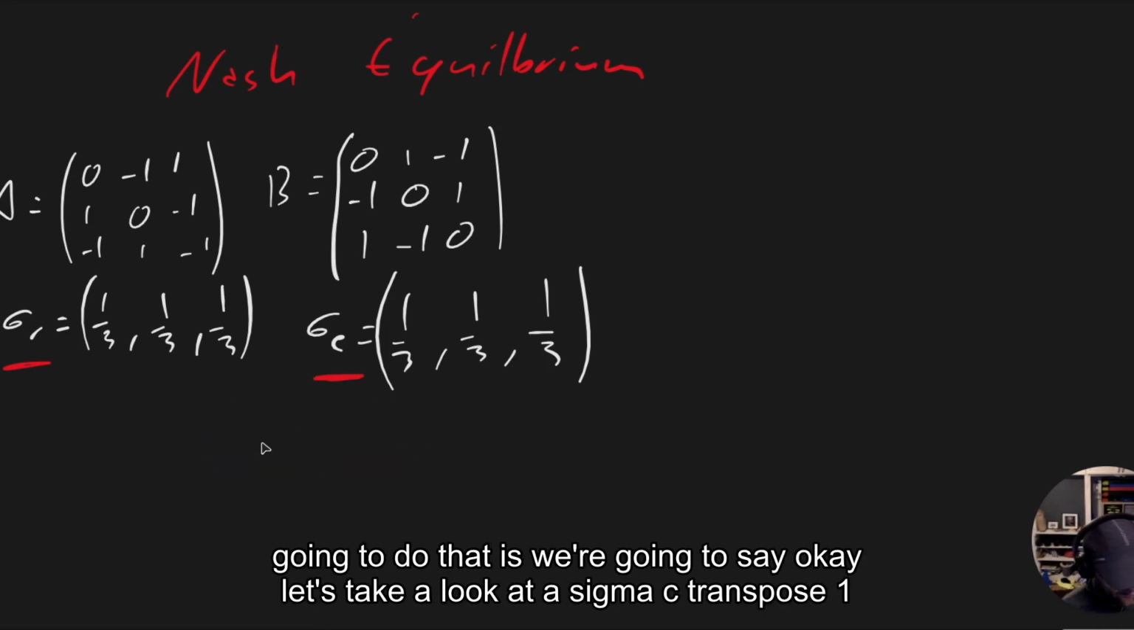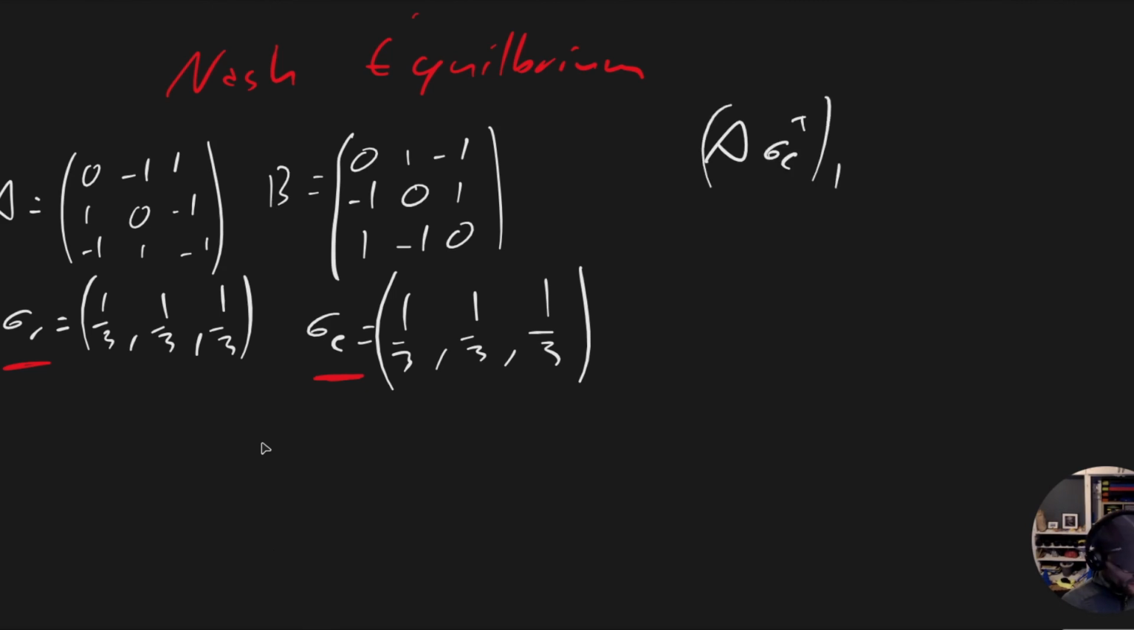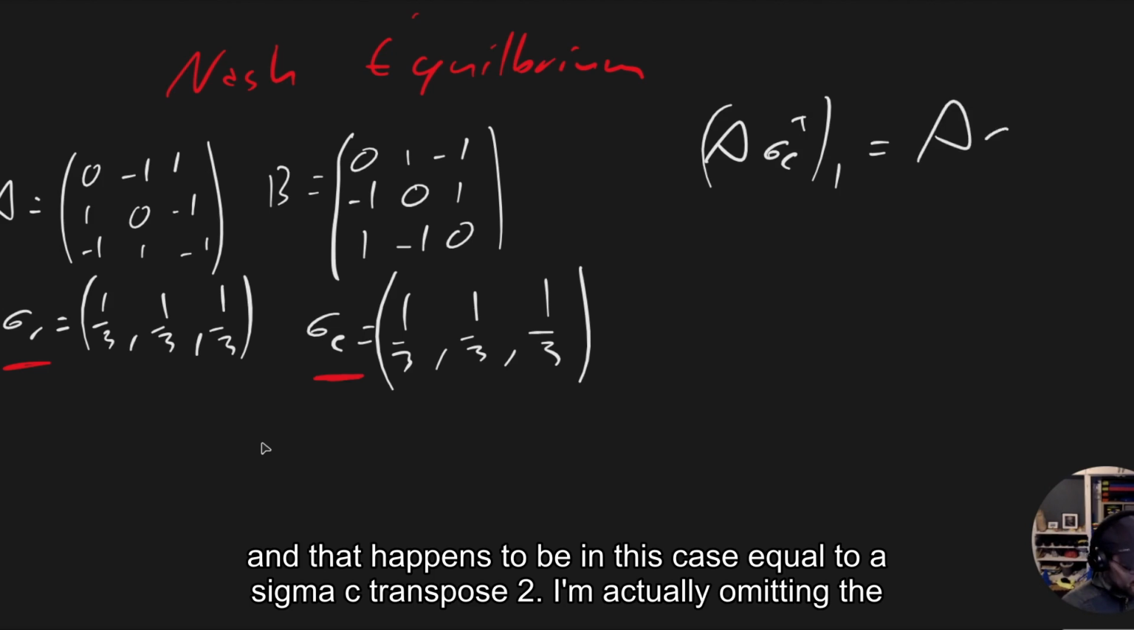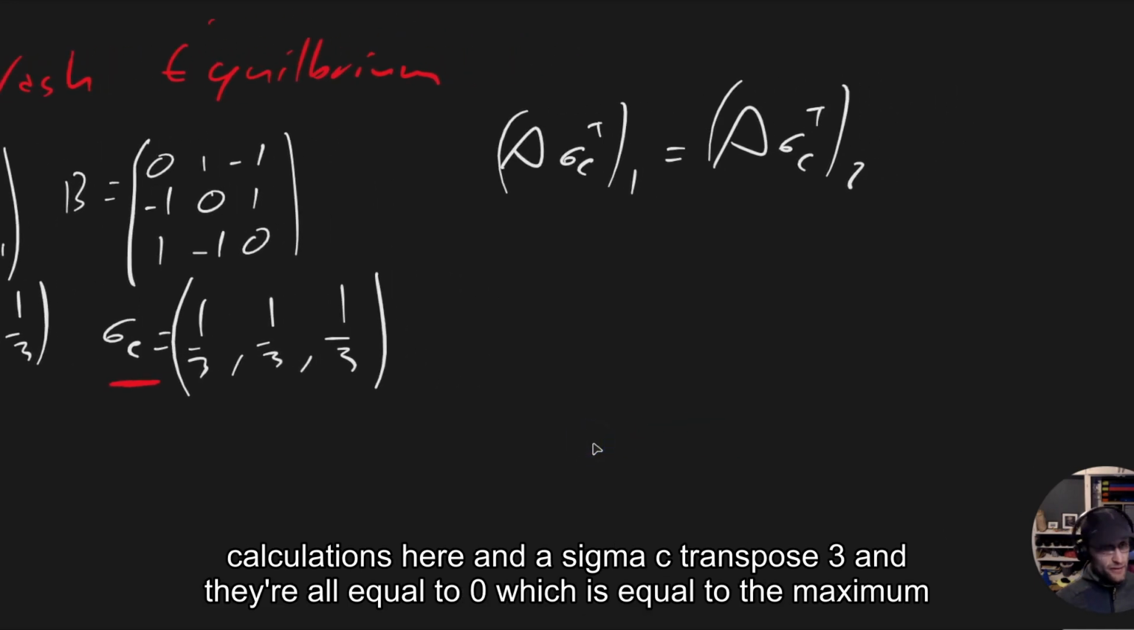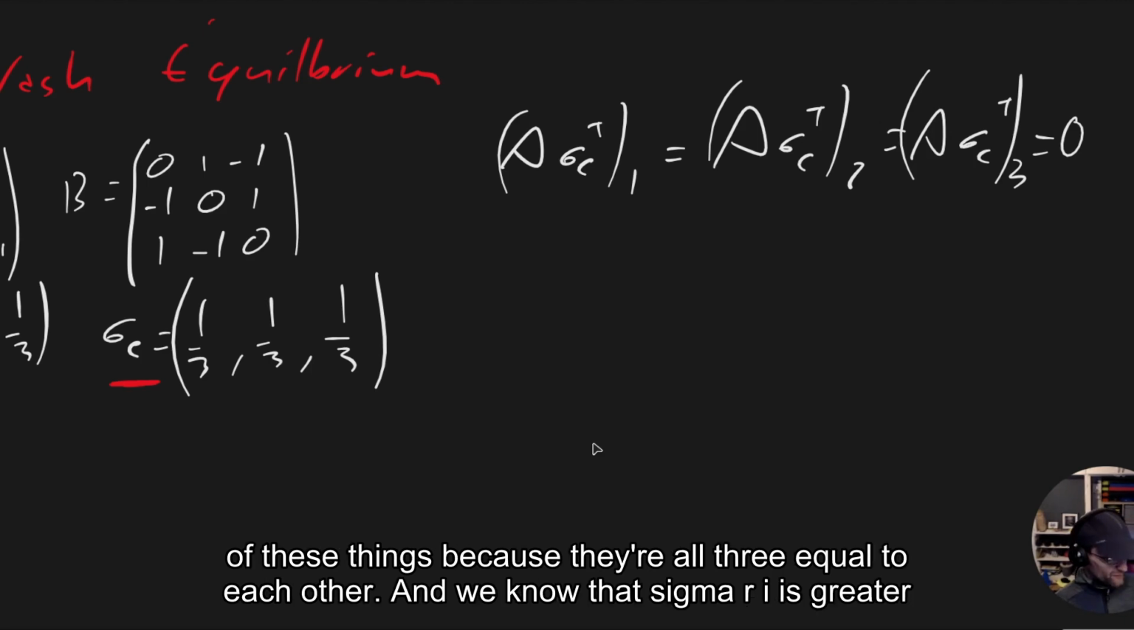And so the way we're going to do that is we're going to say, okay, let's take a look at A sigma C transpose 1, and that happens to be in this case equal to A sigma C transpose 2. I'm actually omitting the calculations here, and A sigma C transpose 3, and they're all equal to 0, which is equal to the maximum of these, because they're all three equal to each other.